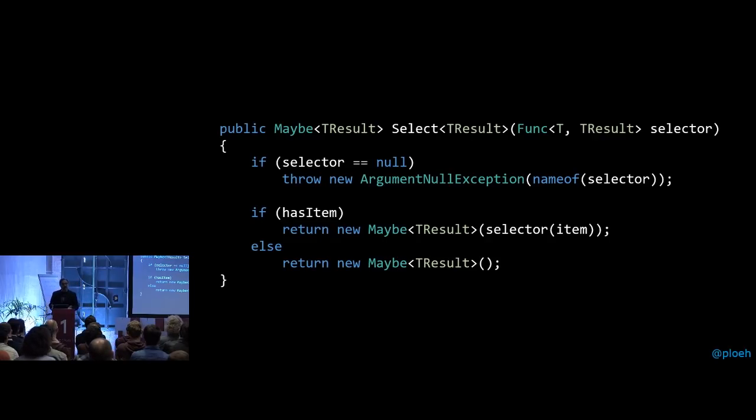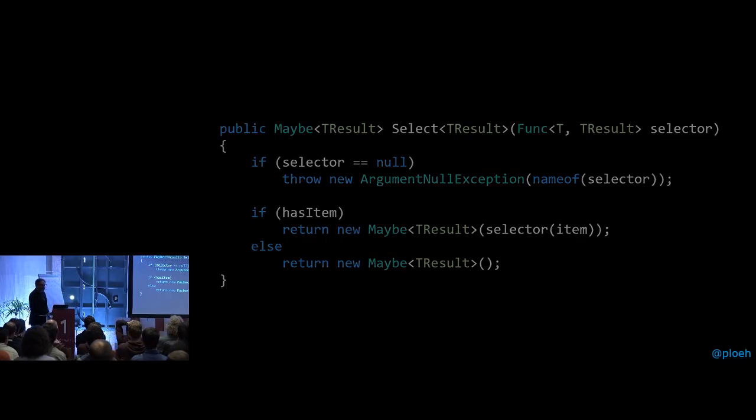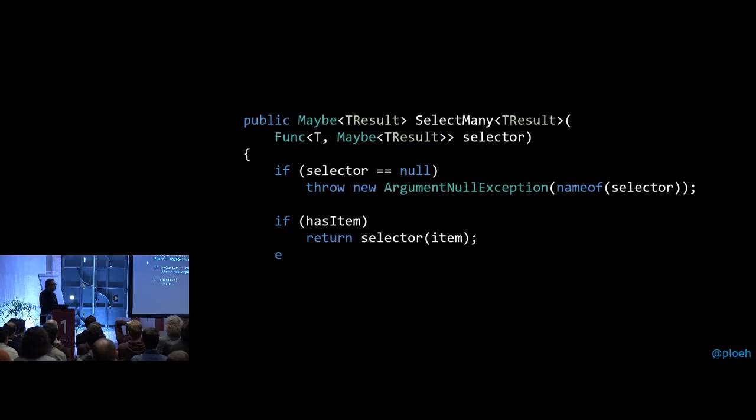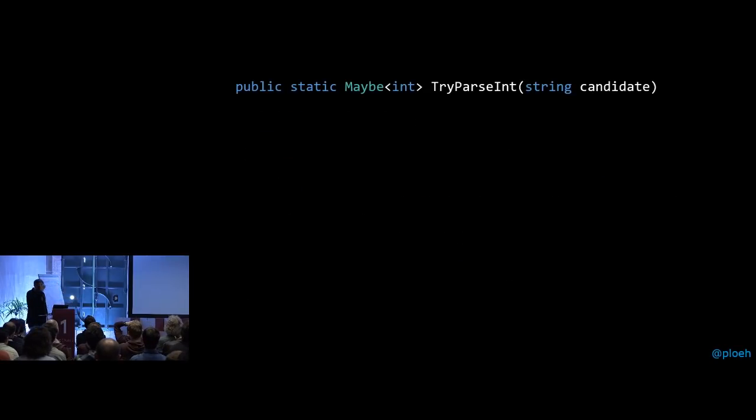So again, this is a structure-preserving map, because we are taking populated Maybes and translating them to other populated Maybes, and we're taking empty Maybes and translating them to other empty Maybes. So we preserve the structure of whatever the original Maybe was. We're not changing things around. And we can do the same thing with SelectMany, with this flattening operation, and it just looks a little bit different, but the concept is the same, so I'm just going to skip over this briefly.